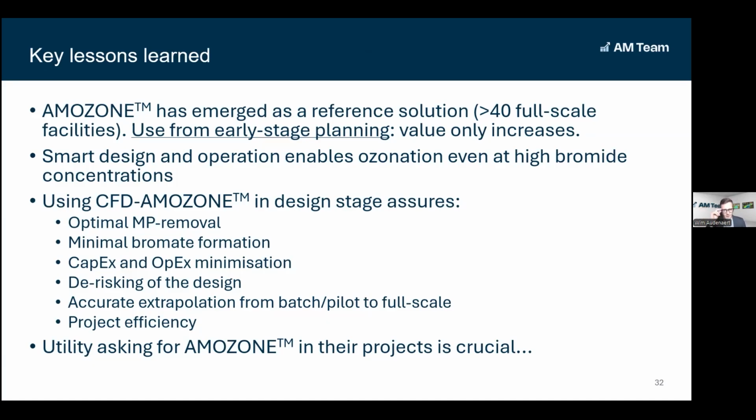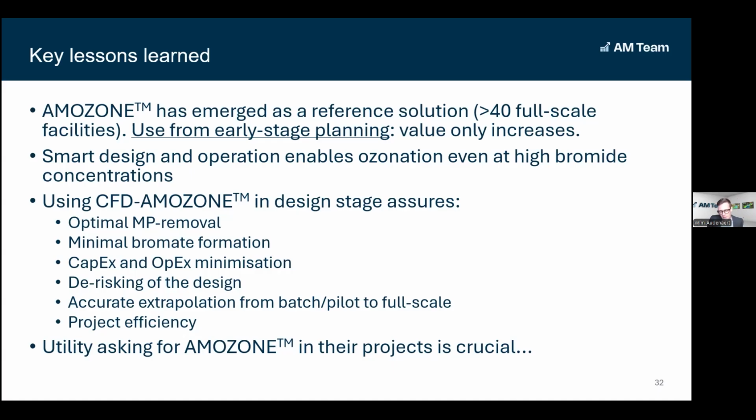Okay. Yeah, key lessons learned. AMOZONE was already in development before our company was founded. So all I can say is that this has been a journey on purpose, because some people were developing this model, including myself. We were thinking, these systems, the design, the decision making needs to be enhanced. How can we do that?